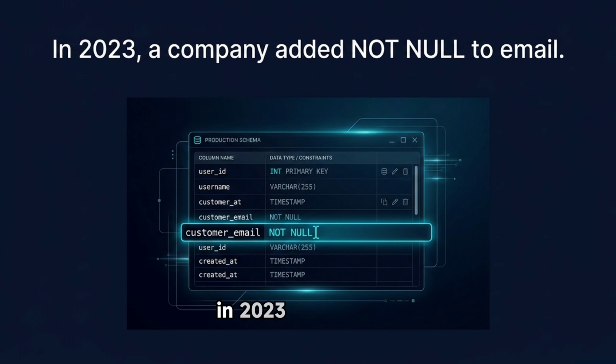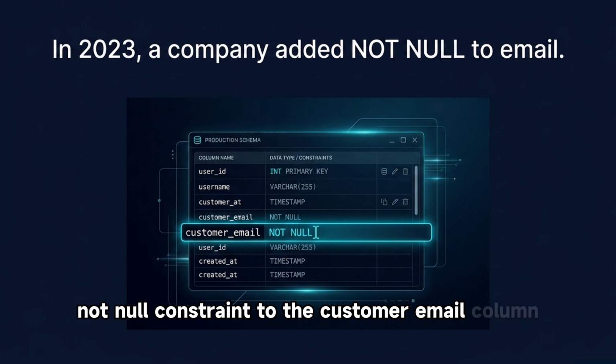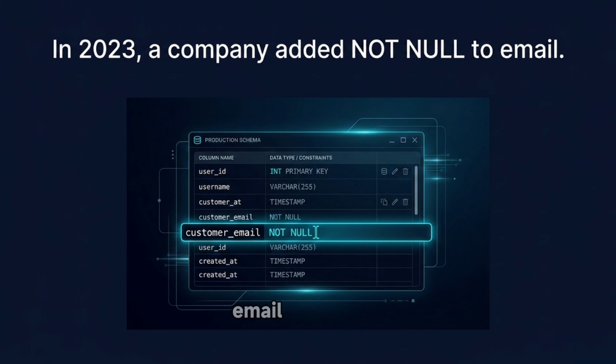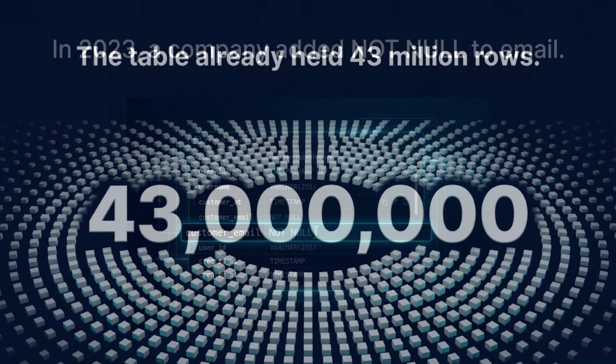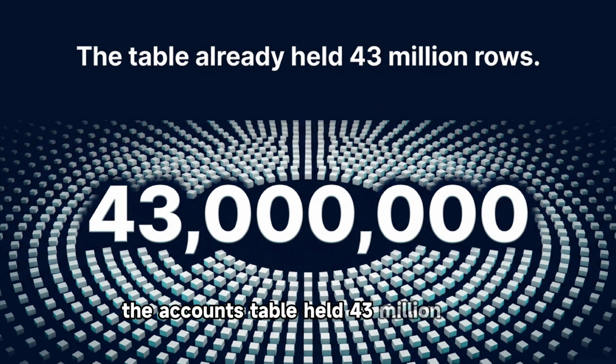In 2023, a German e-commerce company decided to add a not null constraint to the customer email column of their accounts table. Email addresses had always been required by the application, but the constraint had never been formally declared in the schema. A compliance review flagged the gap. The fix was straightforward. Add the constraint. The accounts table held 43 million rows.